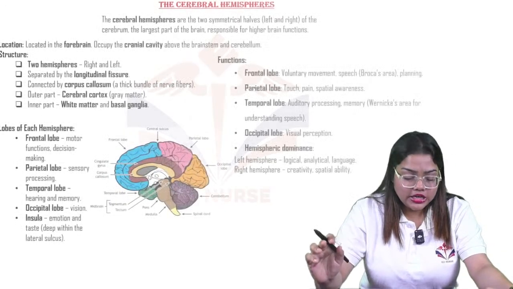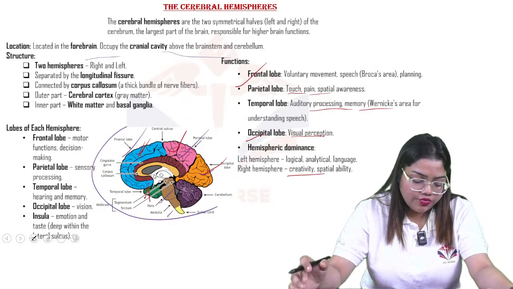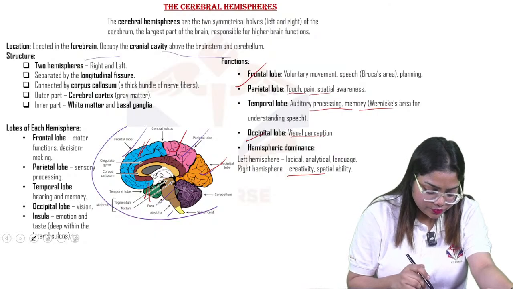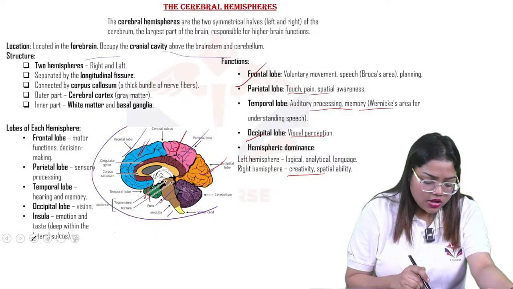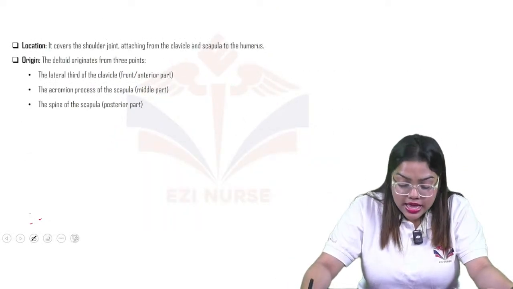The occipital lobe helps with vision, and the insula, which controls emotion and taste, lies deep within the lateral sulcus. So this is the cerebral hemisphere.